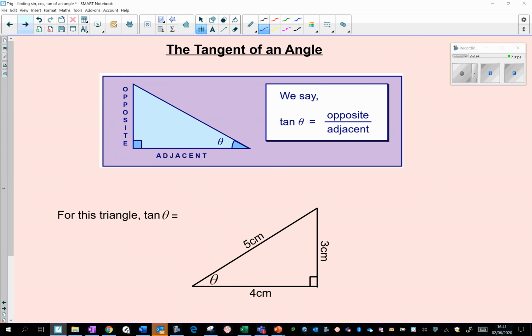Okay, there's a third one that we need to know about, and that's called the tangent of an angle, which we often shorten to tan. So the tangent of an angle is always the opposite divided by the adjacent. So again, using the same triangle, there's the hypotenuse, that's the opposite, that's the adjacent. The tan of the angle, so here's angle theta, the tangent of theta is the opposite divided by the adjacent, so that is 3 divided by 4, or as a fraction, it's 3/4.